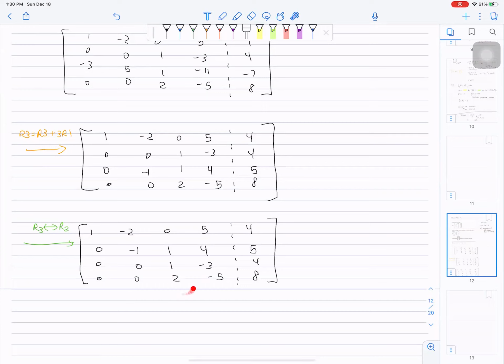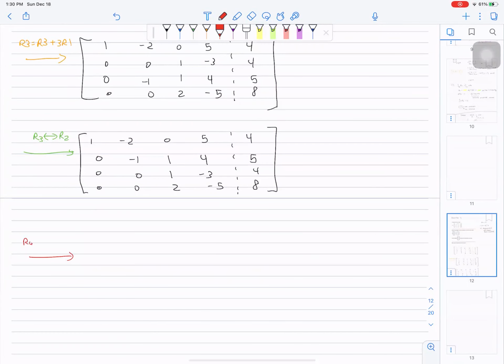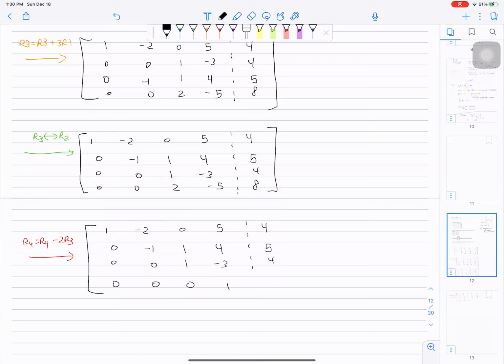Almost there. I still have this 2, and I don't want that 2. So let's do another reduction. I want row 4 to be row 4 minus something. I usually look to the row above it, and I see I can subtract 2 row 3. So -2 row 3. The first 3 rows are the same. The last row is going to be 0, 0, 2 minus 2 is 0, -5 plus 6 is 1, and 8 minus 8 is 0.